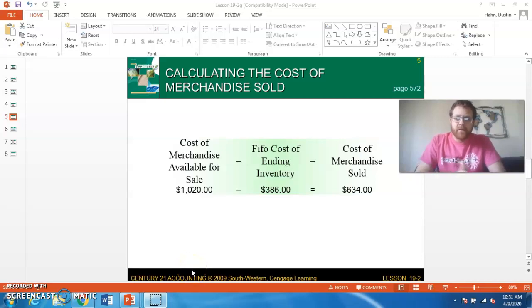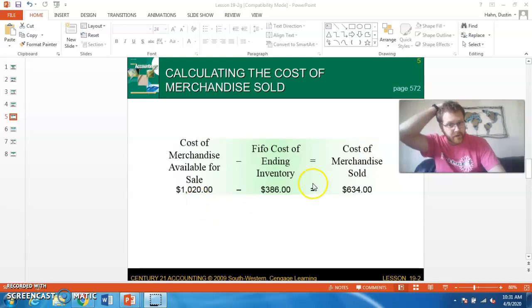Alright, I think I left off on this slide. Cost of merchandise available is 1,020. Your FIFO cost of ending inventory is your 389 or 386 minus the 2. That's how much you sold. That's the dollar amount of merchandise you sold. That's the dollar amount you have left on hand. That's how much you bought so far.